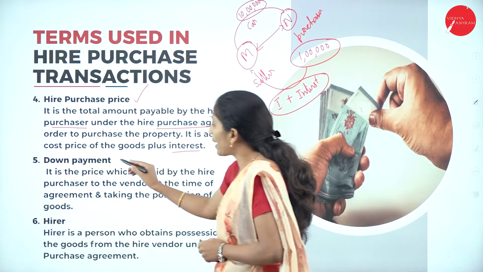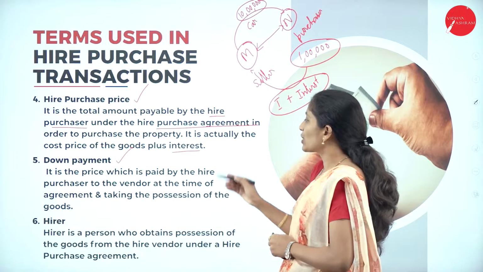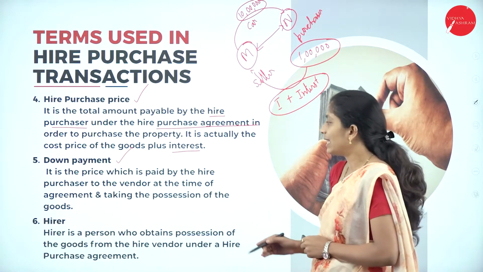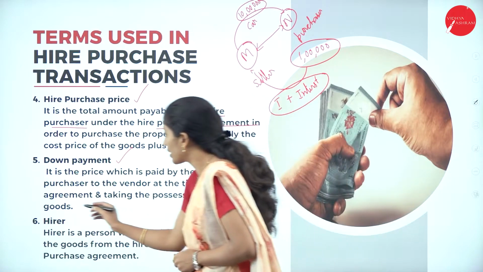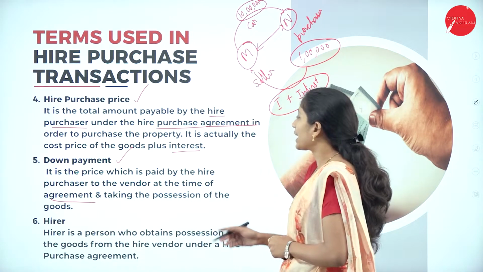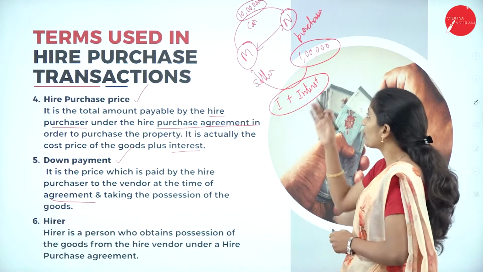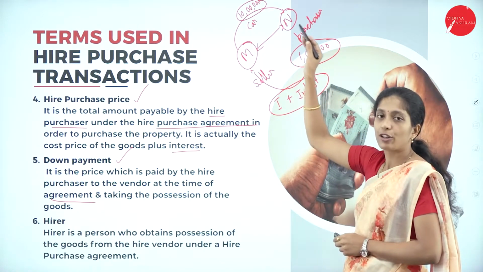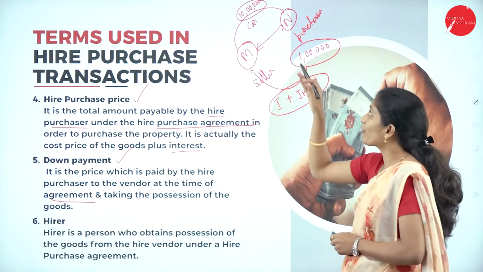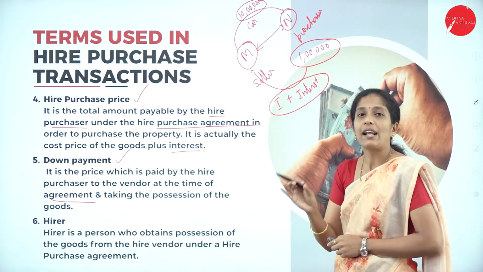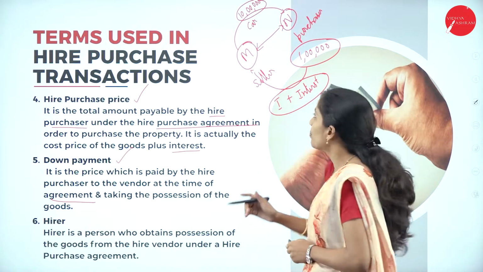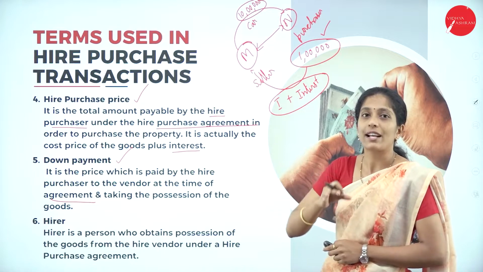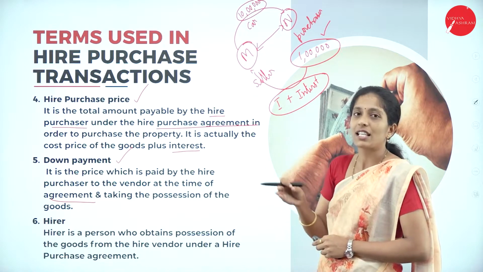Next, what is down payment? It is a price which is paid by the hire purchaser to the vendor, that is the hire seller, at the time of agreement and taking the possession of the goods. Now if you take the same example here, M has transferred a car to N and the value of the car is 10 lakh, but N doesn't pay 10 lakh. So he pays only 1 lakh on the date of purchase.